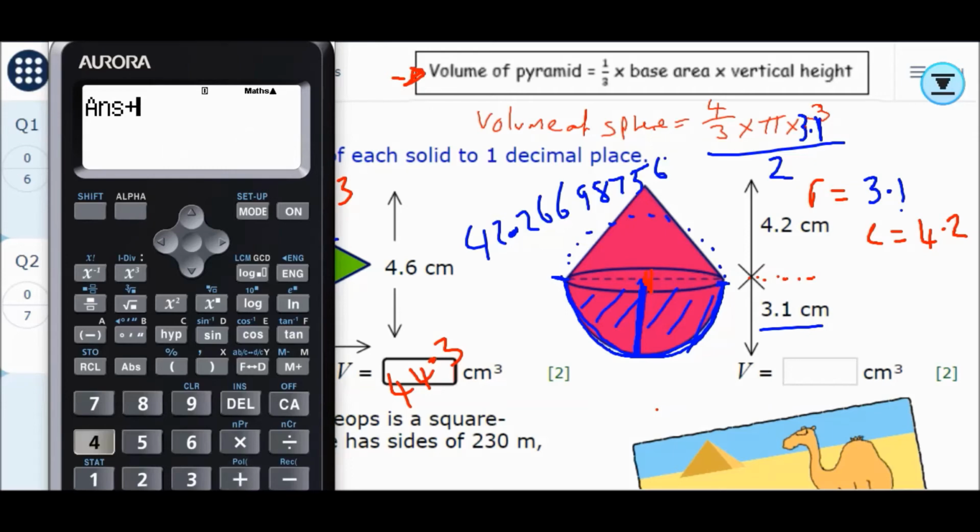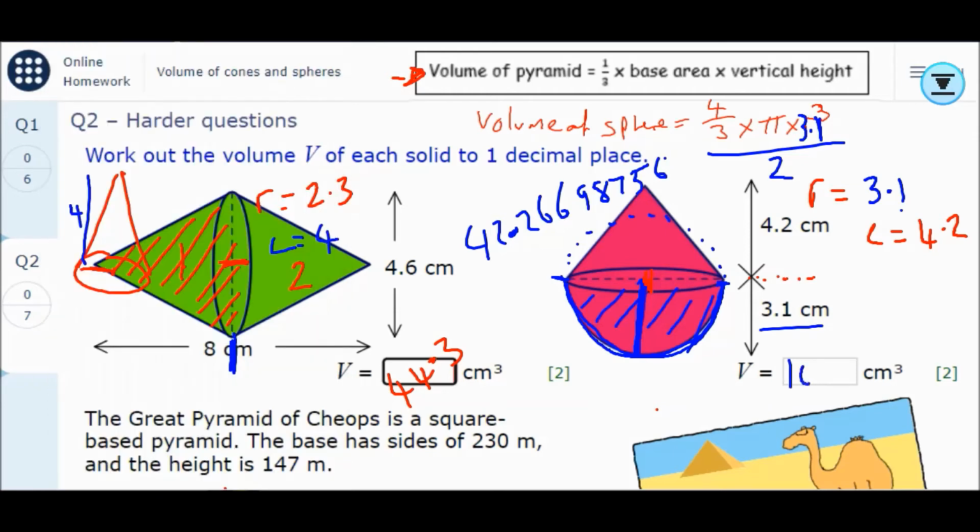Add on the size of the cone, 42 point, and again you will need to put all of this measurement in, 8756, which gives me 104.66. So I'm going to round it to one decimal place, 104.7.